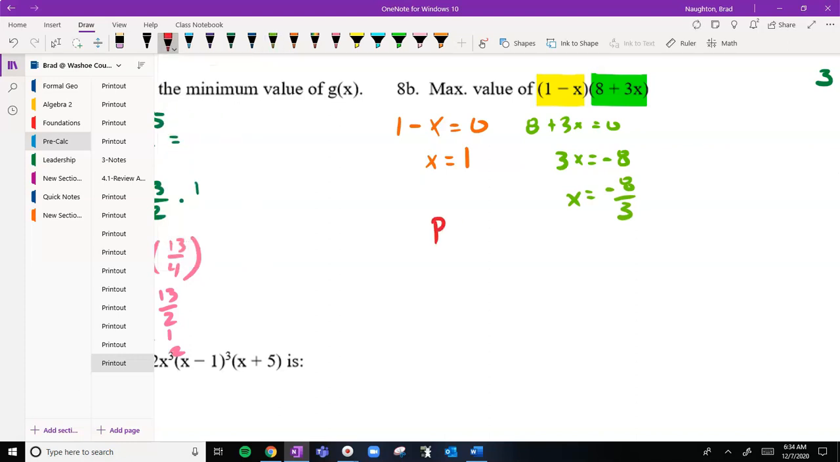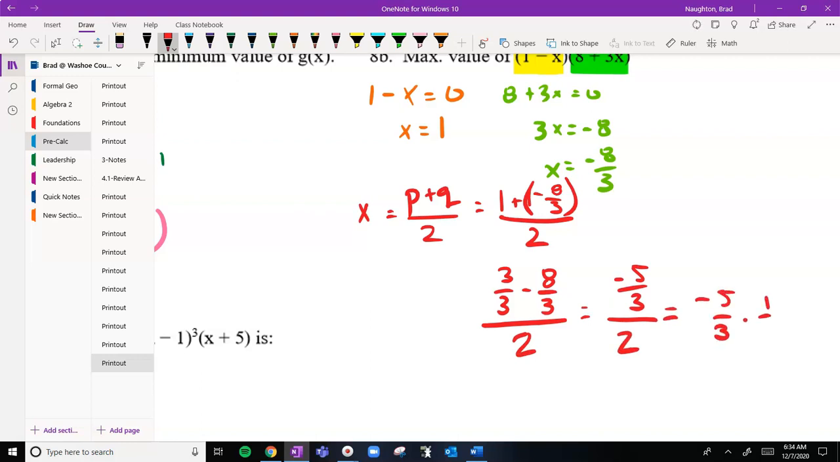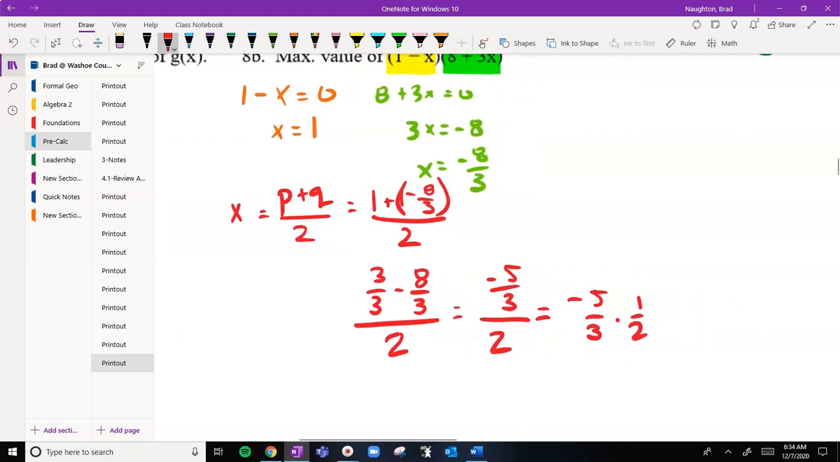So we're going to do our p plus q divided by 2, which is our x. So 1 plus a negative 8 thirds, all over 2. Let's get a common denominator. So 3 thirds minus 8 thirds divided by 2. That's going to give me negative 5 thirds divided by 2, which is negative 5 thirds times 1 half, which is negative 5 sixths.